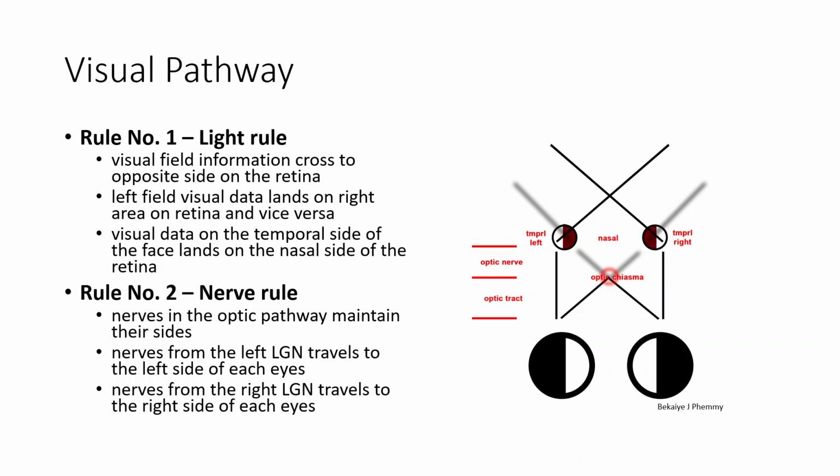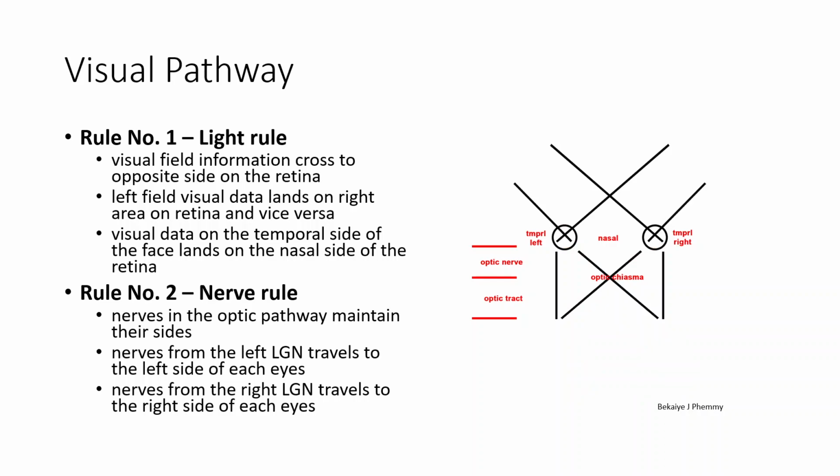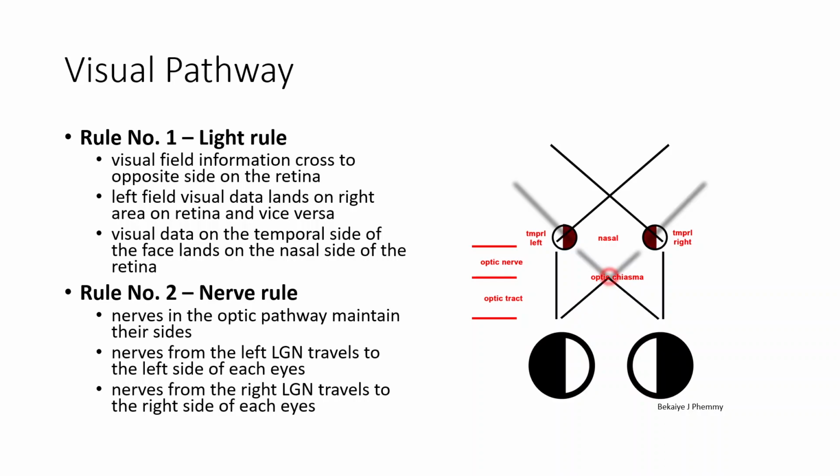Both temporal areas, that's information coming from the temporal angle of each eye. The eye is blind to it, but information coming from the nasal side can be seen perfectly, and this is what we call bitemporal hemianopia. Blindness at the two temporal parts of both eyes, or each temporal part of the eye.